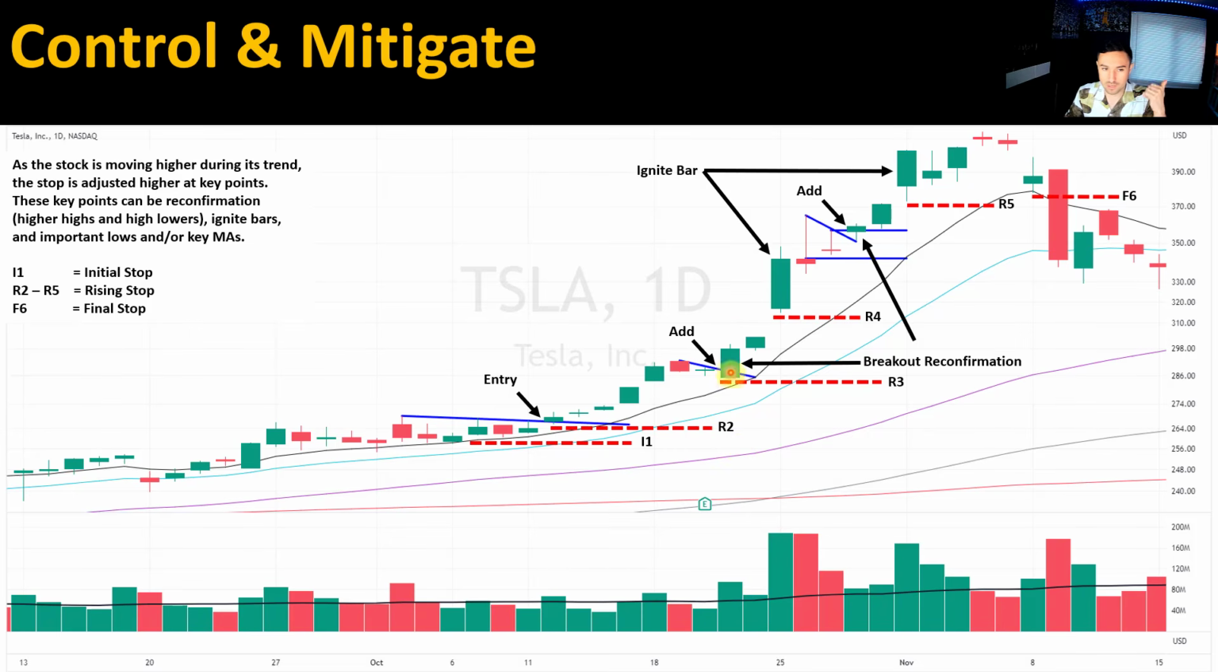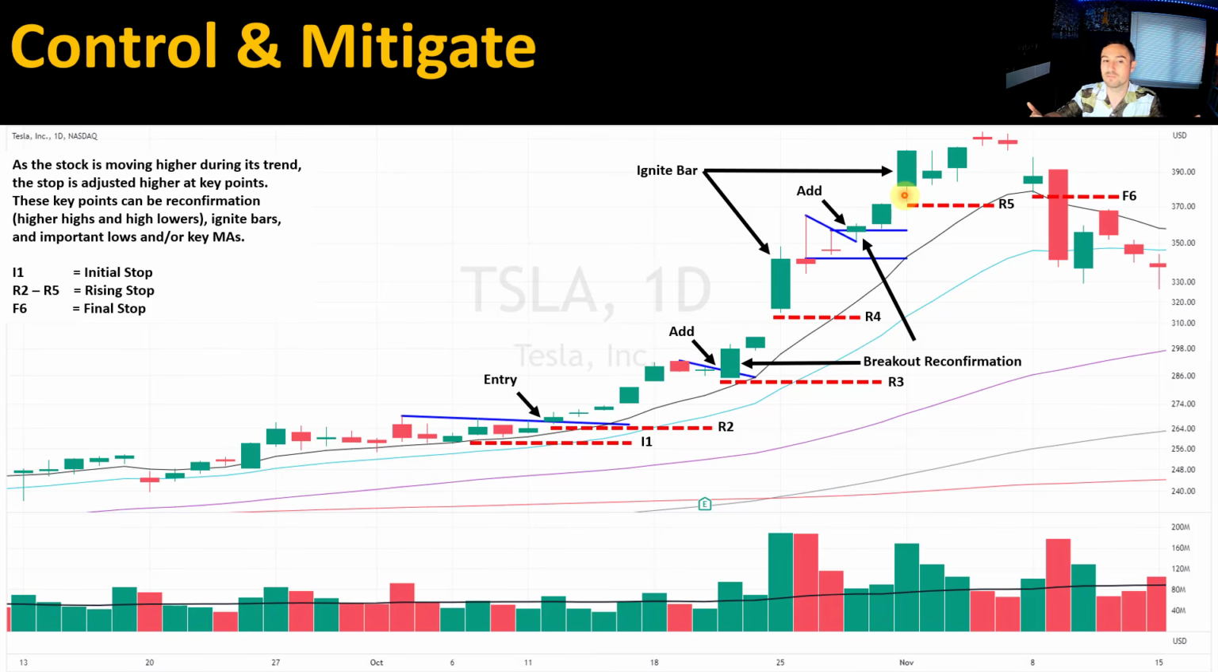Widespread candlesticks, opens on the low, pushes up. Look at the volume coming through as well. Really, really good to see. It's also a bit of an ignite bar as well. Now, ignite bars are basically widespread candlesticks on high relative volume. I call them bullish synchronicity. Oliver calls them ignite bars. They're basically the same things.